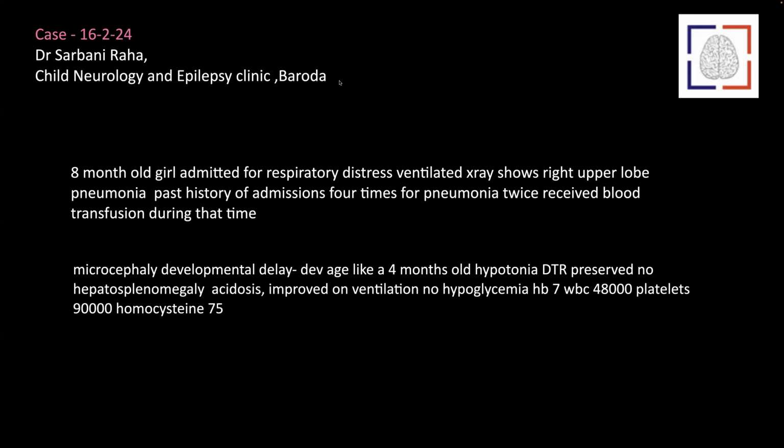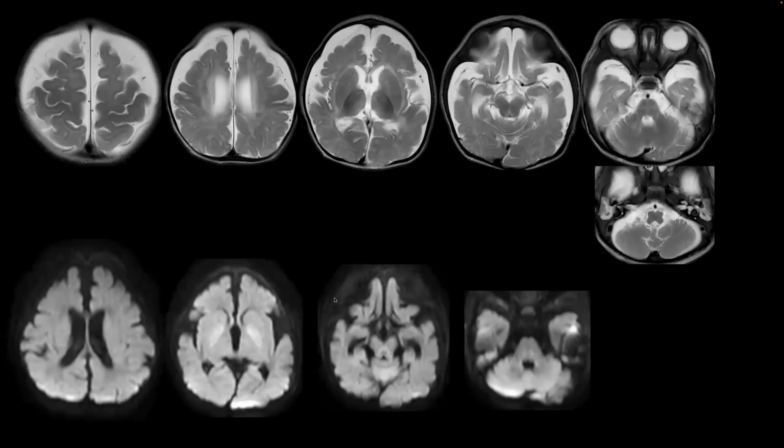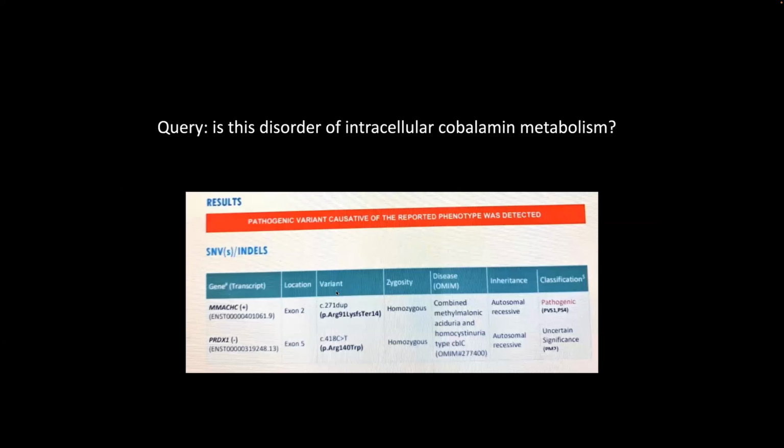Yes, sorry. So this is the case we had discussed a couple of weeks back. This girl was admitted with repeated respiratory distress. We had discussed at that time that it's probably an intracellular cobalamin metabolism disorder. Dr. Nihaal, if you could point out what were the radiological findings. All right. I think the gene has come back pathogenic for a cobalamin-related disorder.